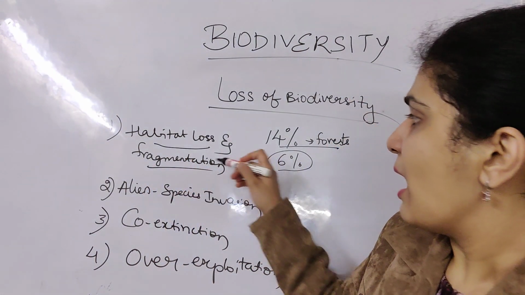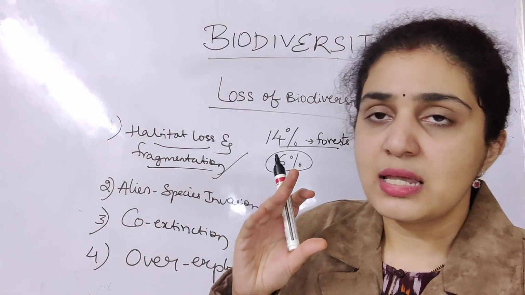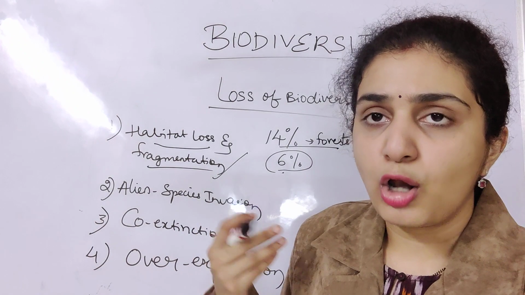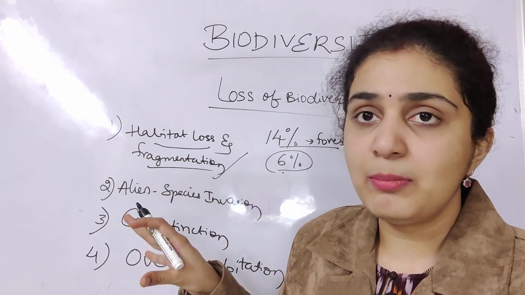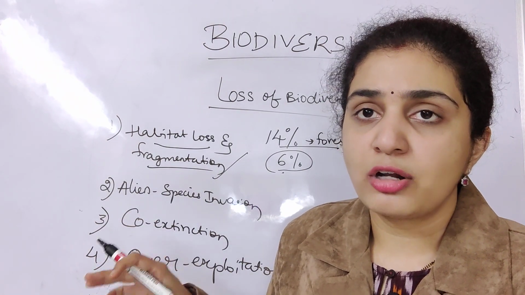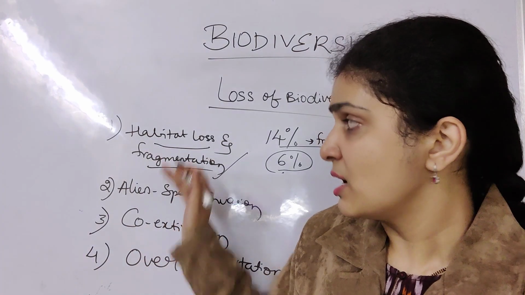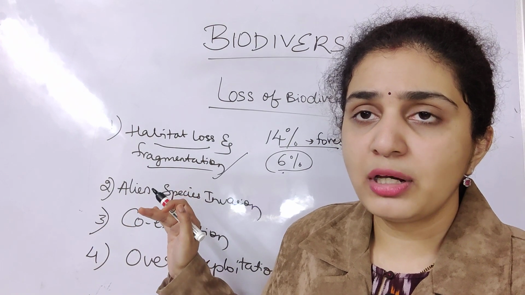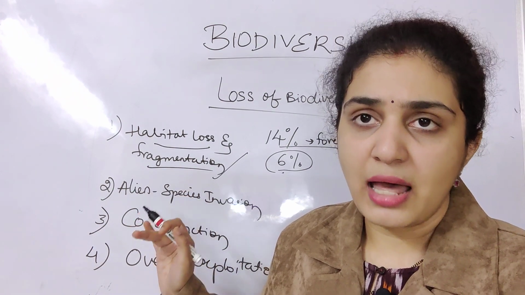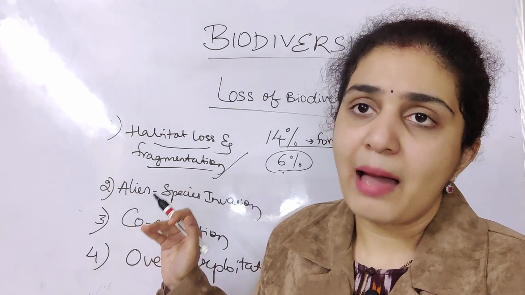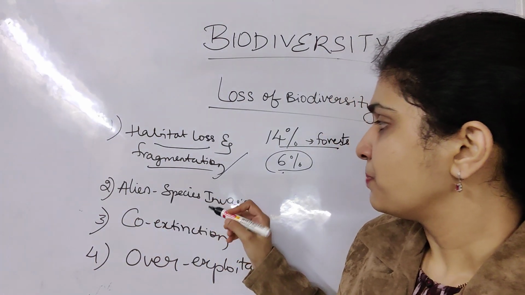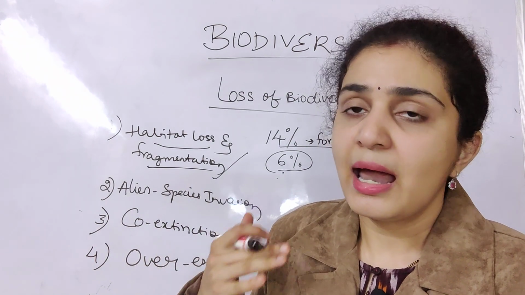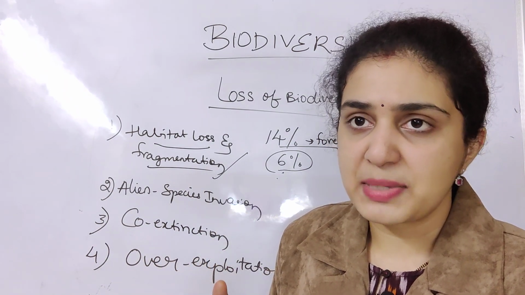So habitat loss and fragmentation is the main important thing which is contributing to a loss of species. Important question like that they'll ask: which is the most important step contributing to loss of plant and animal species? It is nothing but habitat loss and fragmentation. Next, they have given the change from 14% to 6%, and they have specified the Amazon rainforest.